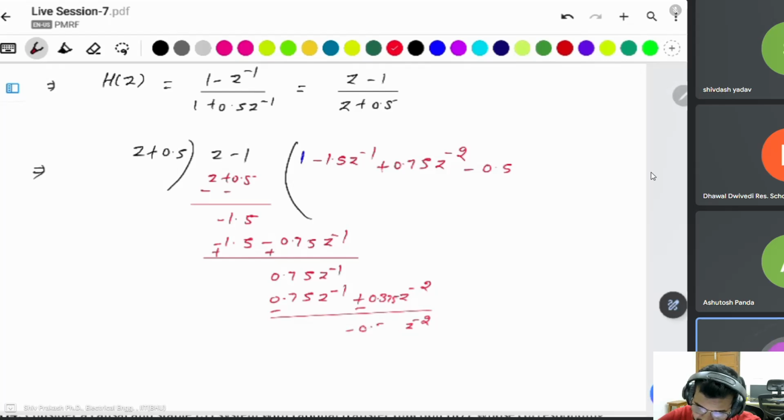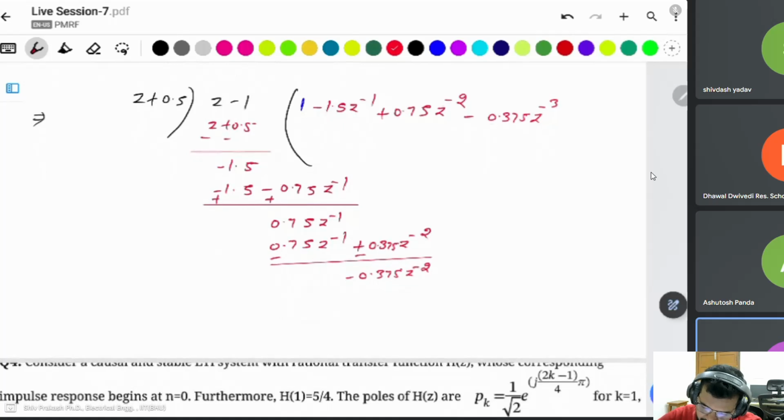Minus 0.375 z to the power of minus 3. This will be the same, minus 0.375 z to the power of minus 2, minus, this will be 0.1875 z to the power of minus 3. If you subtract this one, it will cancel out. This will be 0.1875 z to the power of minus 3.